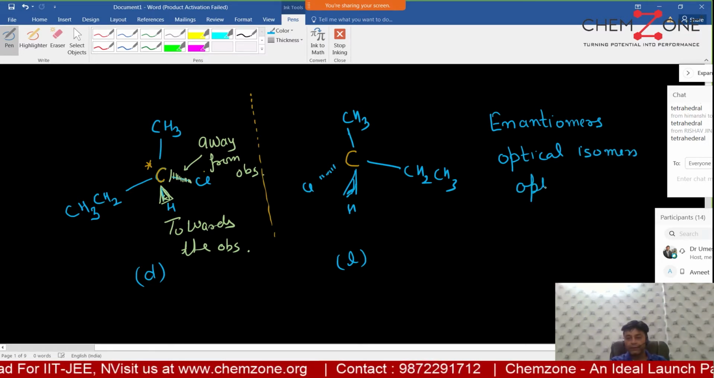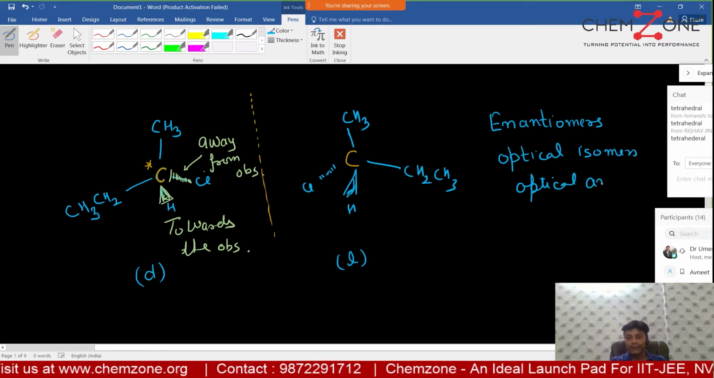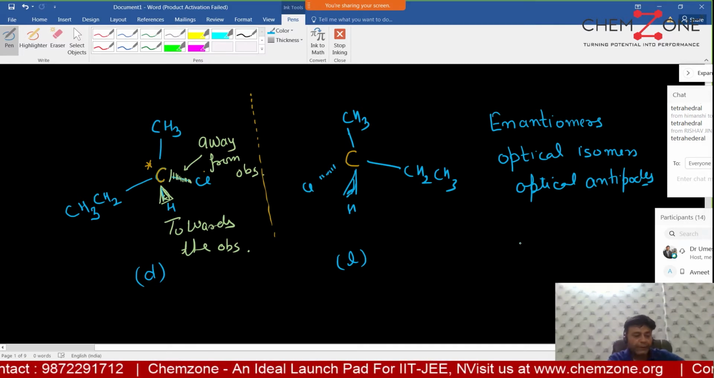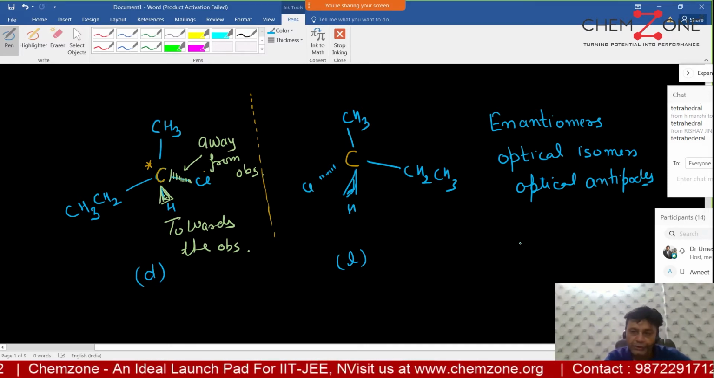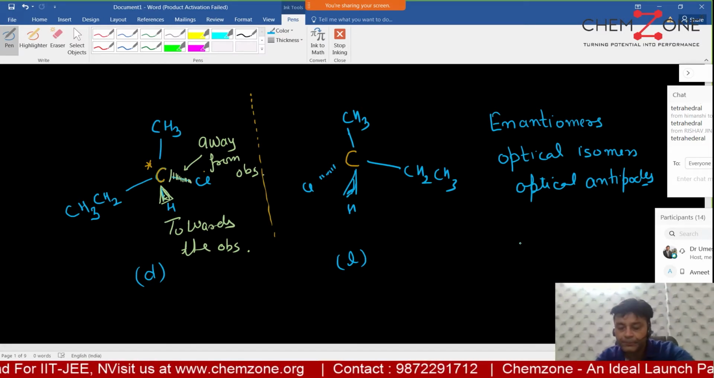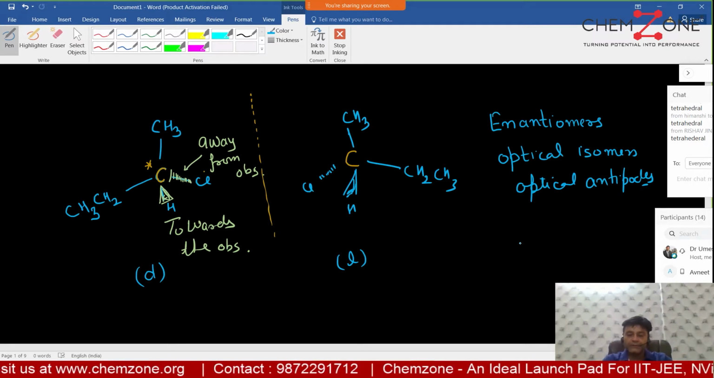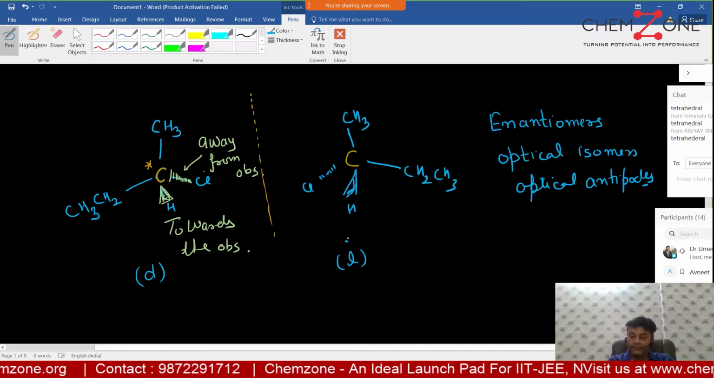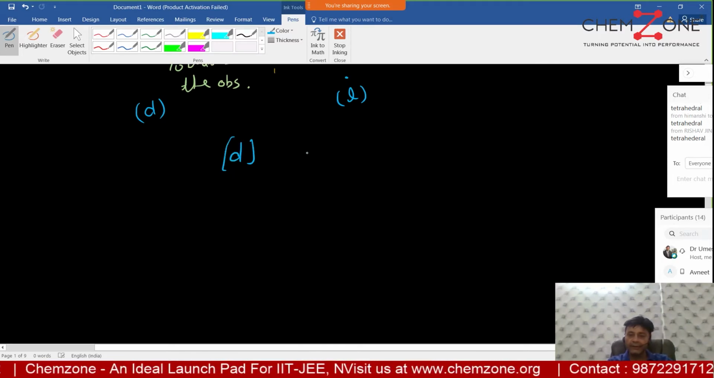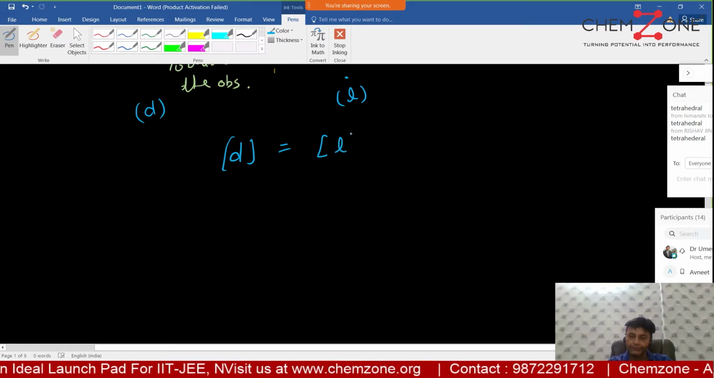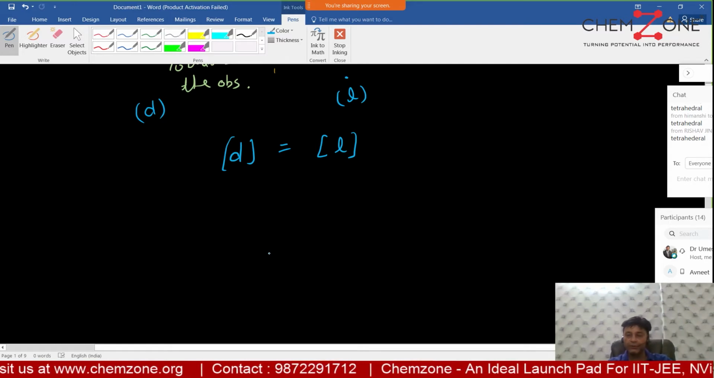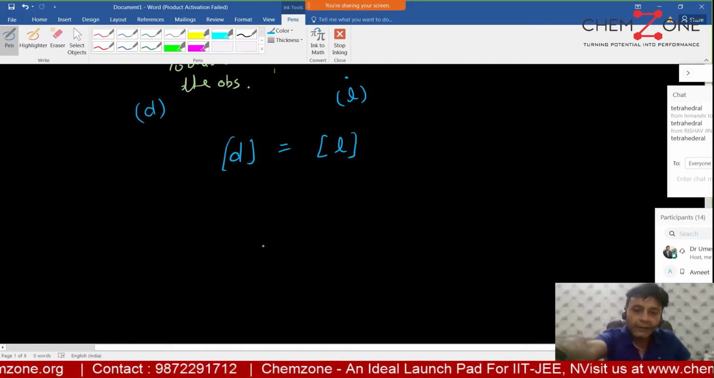These are also called optical antipodes. Now, suppose we can think of a solution in which we have both of these compounds, in equal quantity. Suppose the concentration of the dextrorotatory is equal to the levorotatory. Then half the number of molecules will deflect the light toward the right-hand side and half toward the left-hand side.